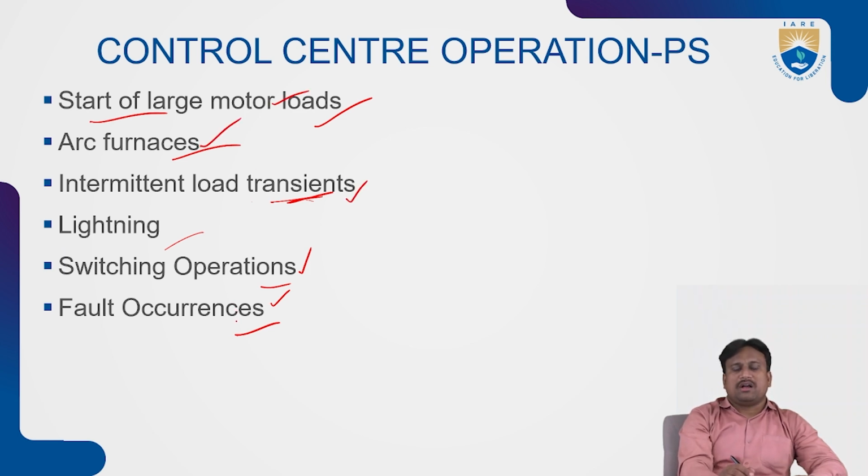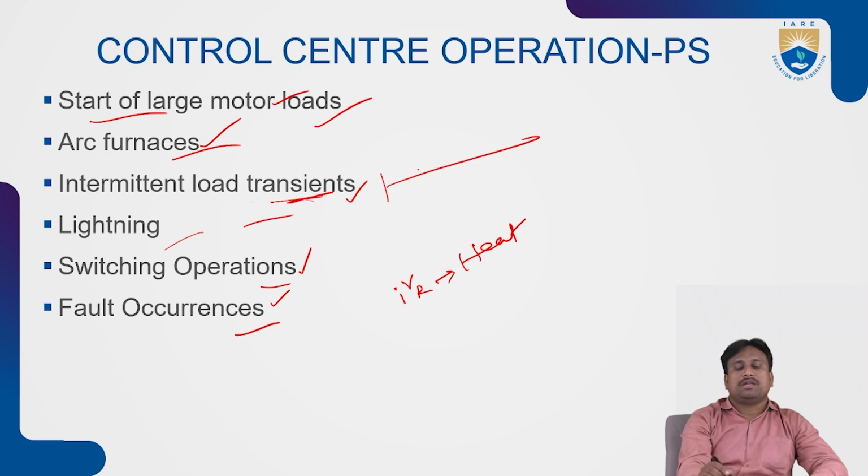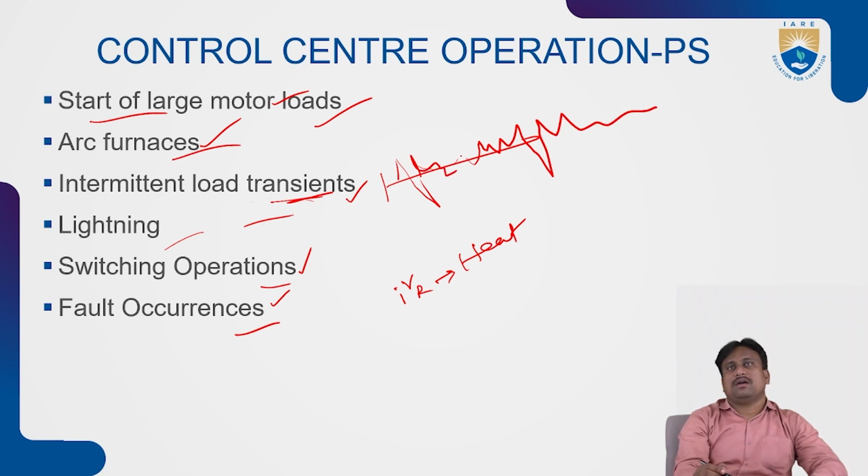So here, starting of large motors may impact the load, and sudden current changes to the load cause disturbance. Arc furnaces also produce I square R heating, as one of the heat content is expected, and in between that, intermittent load transients. These intermittent load transients are usually uneven compared to the expected load variation. So this may also be considered one of the severe effects on the power system.